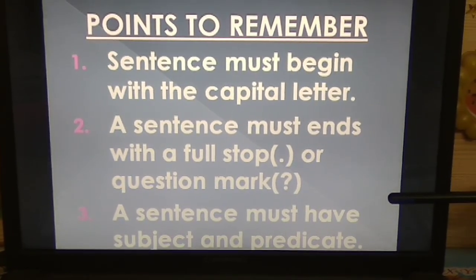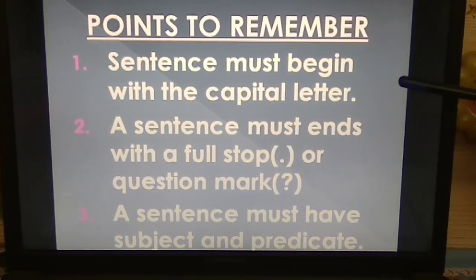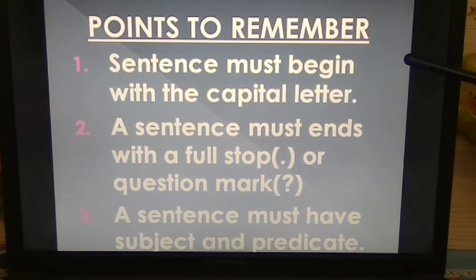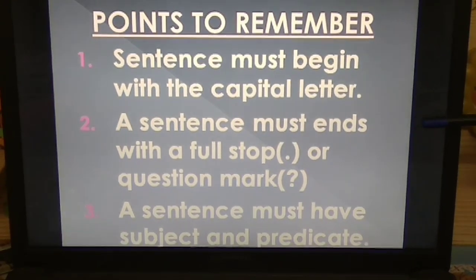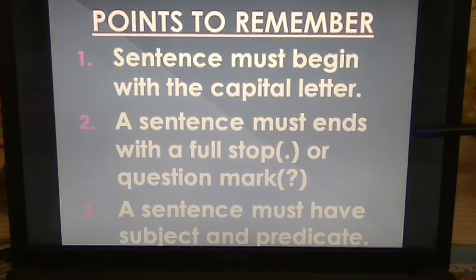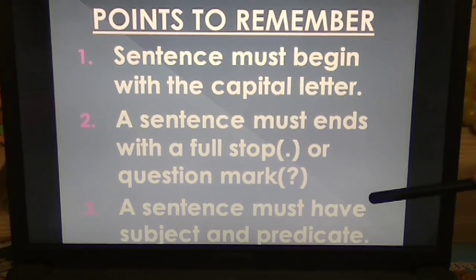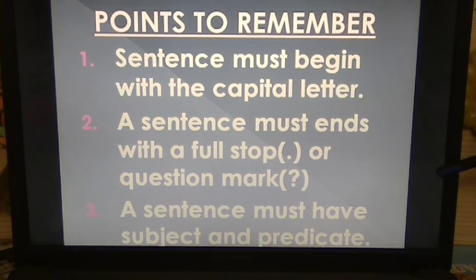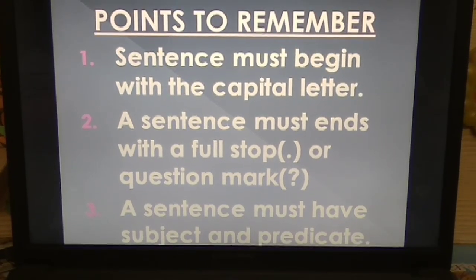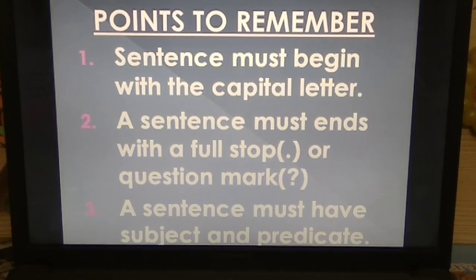Let us revise again the points. Sentence must begin with a capital letter. Sentence must end with a full stop or a question mark. A sentence must have a subject and a predicate. I hope you all have understood the chapter.